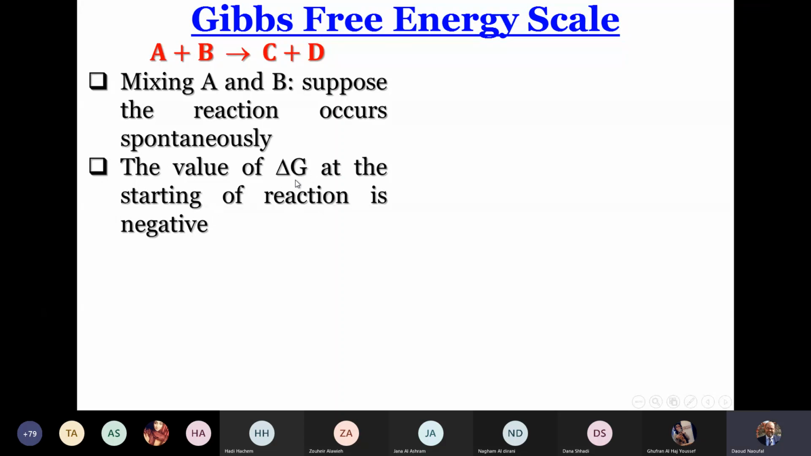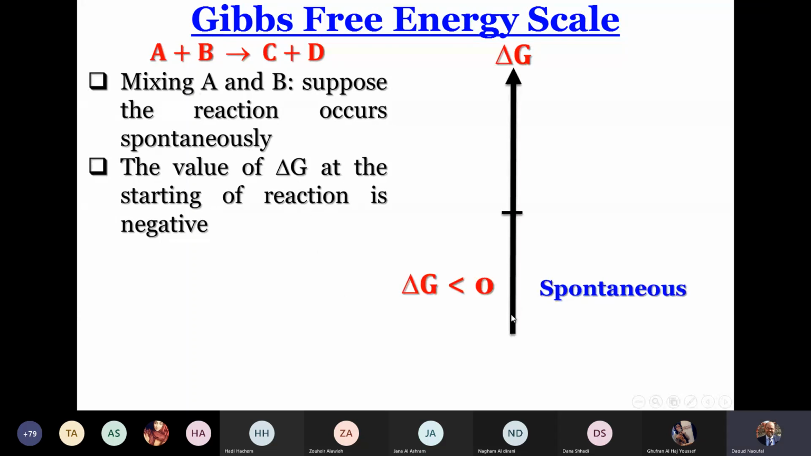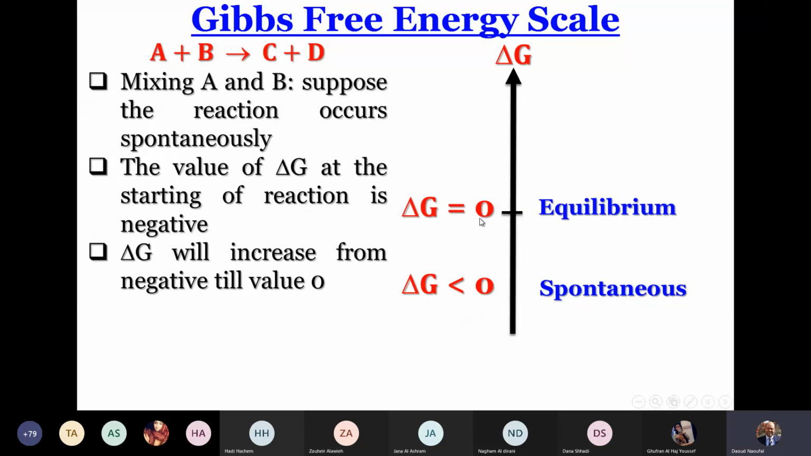Is this value the same according to the advancement of the reaction? When we start a reaction, delta G is negative. Delta G will increase till the value delta G equals 0. So when delta G equals 0, the reaction is at equilibrium. So what is the meaning of this scale?